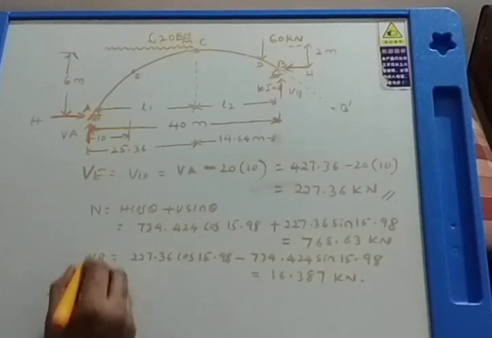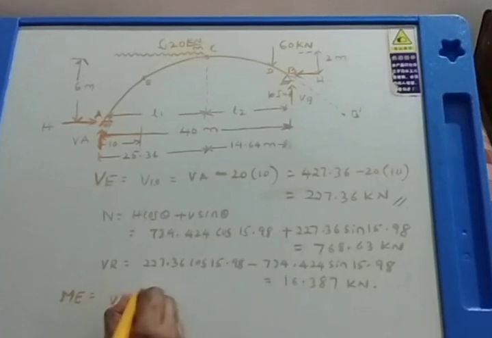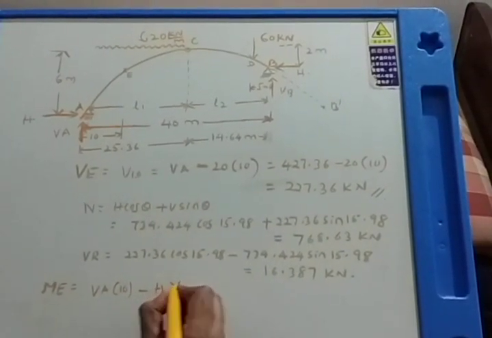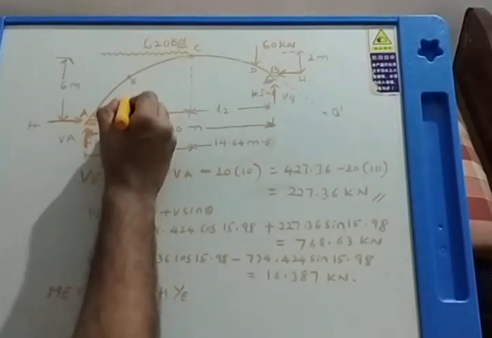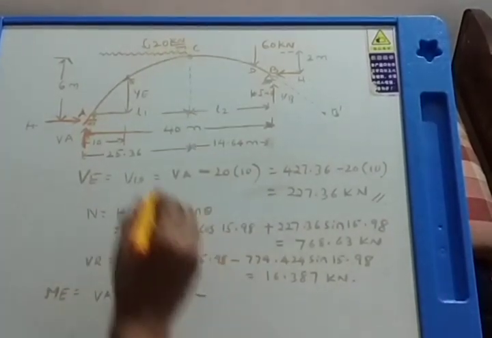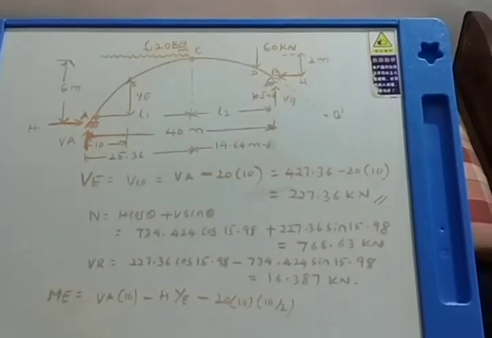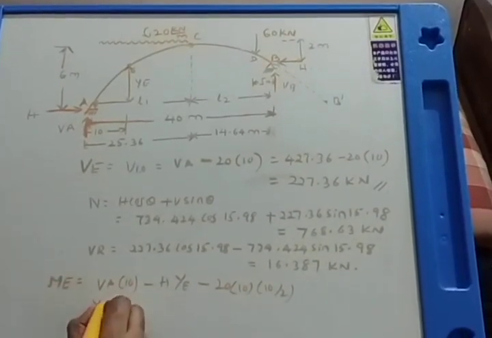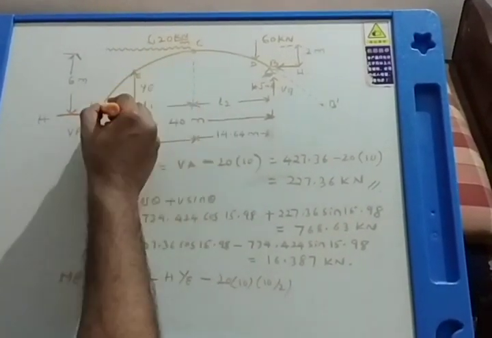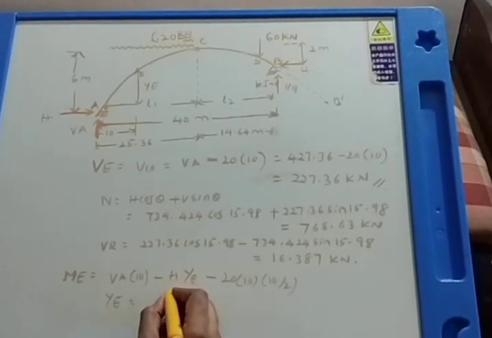Bending moment at E is equal to algebraic sum of all the moments on the left of E, that is VA into 10 clockwise, minus H into YE. YE is the vertical distance, you can call this as YE. Then moment due to UDL, minus 20 into 10 into 10 by 2. Now YE is the value of Y at x equal to 10 meters. So you know already expression for Y. So substitute expression for Y.